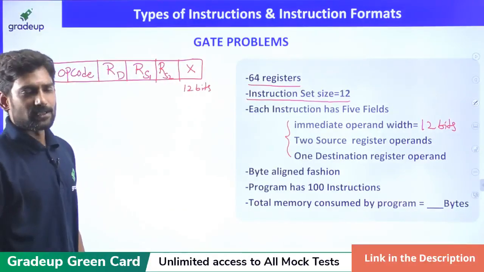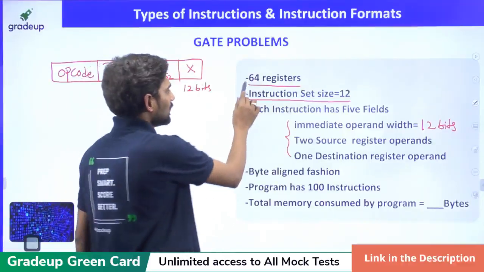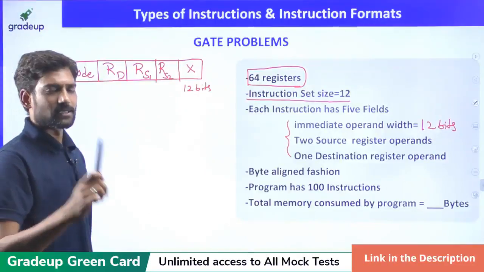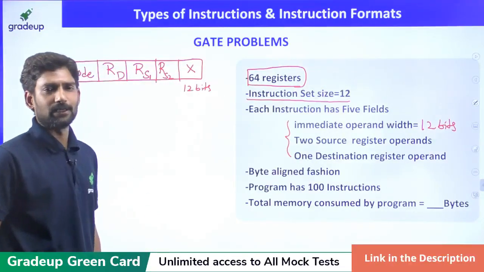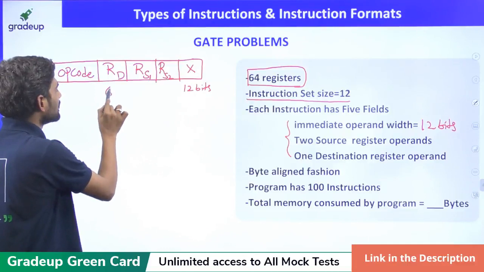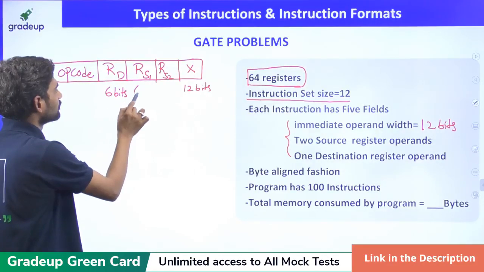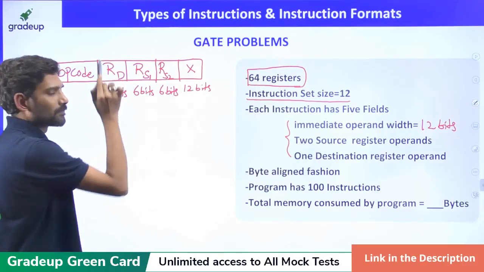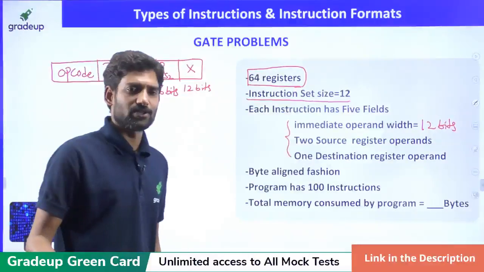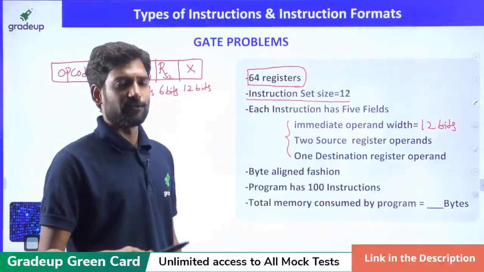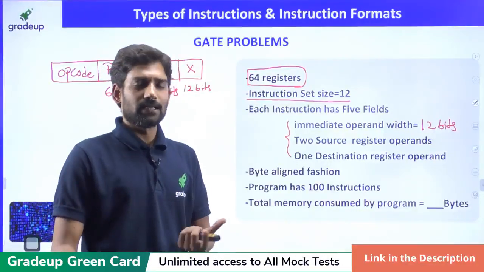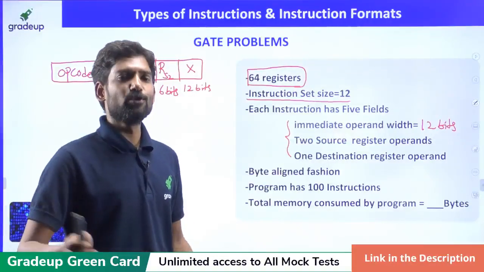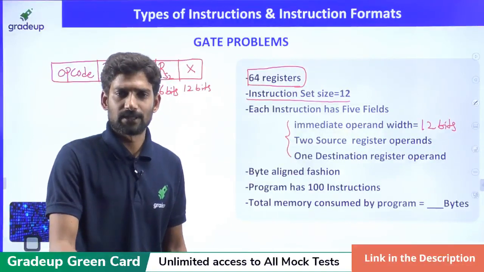Now, as we solved the previous question, as there are 64 registers, every register requires how many bits to identify uniquely? 6 bits. Whether it is a source or destination, there are total 64 registers. So every register requires a 6-bit value. Then only you could give a unique number for every register, isn't it?